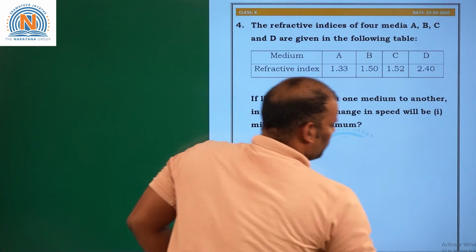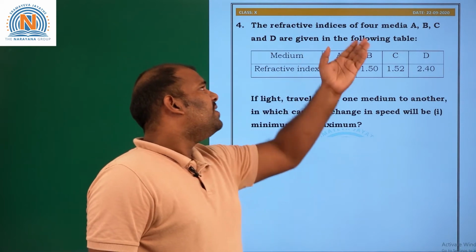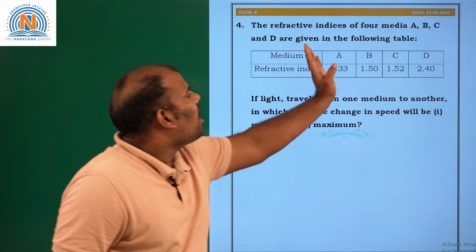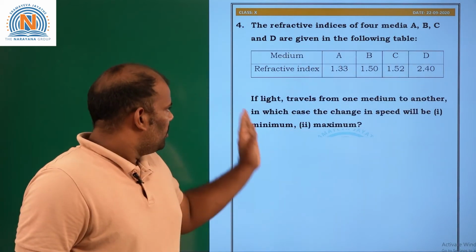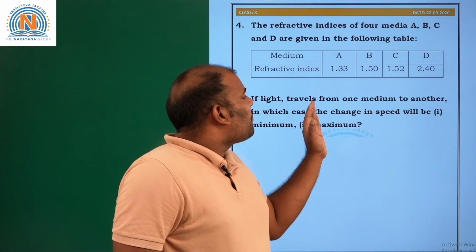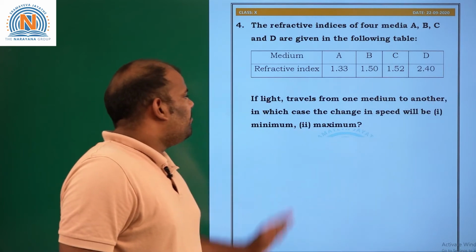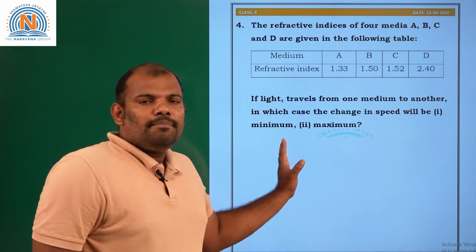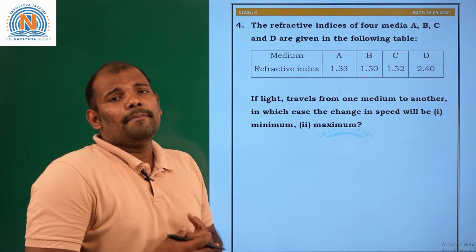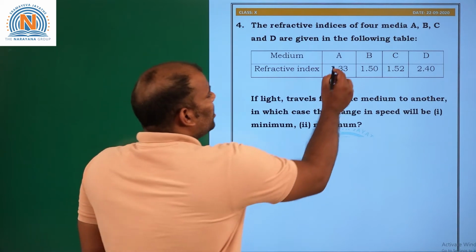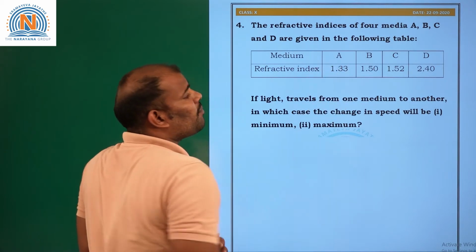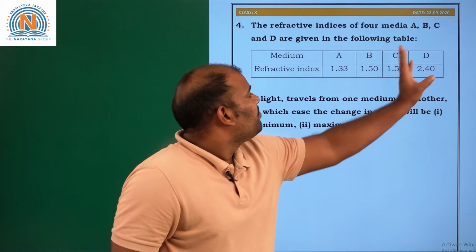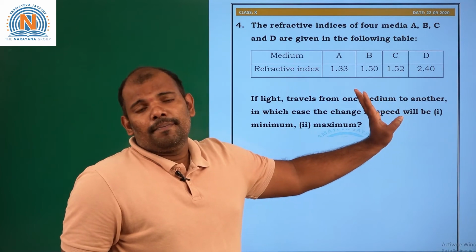Okay, question number 4. The refractive indices of 4 media A, B, C and D are given in the following table. If light travels from one medium to another medium, in which case change in speed will be minimum and maximum. Okay, see, refractive index of A value is 1.33, B is 1.50, C is 1.52 and D is 2.40.